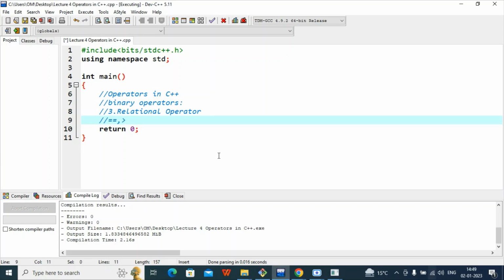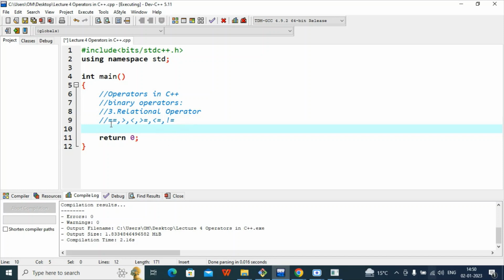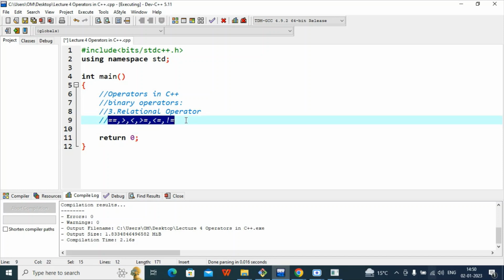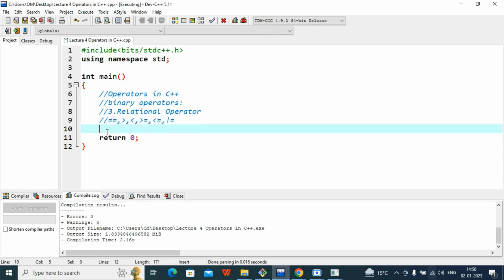No worries. Less than, oh sorry, greater than, less than, greater than equal to, less than equal to, and what next? Not equal to. Yes, not equal to. So these are the six relational binary operators. Why binary operators? Because they are performed between two variables. Two variables are required to perform this task, right?